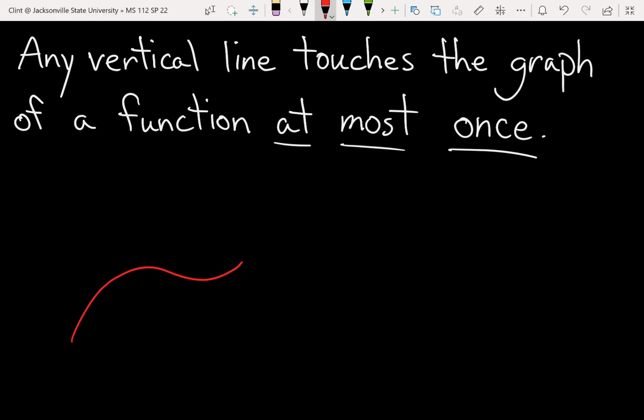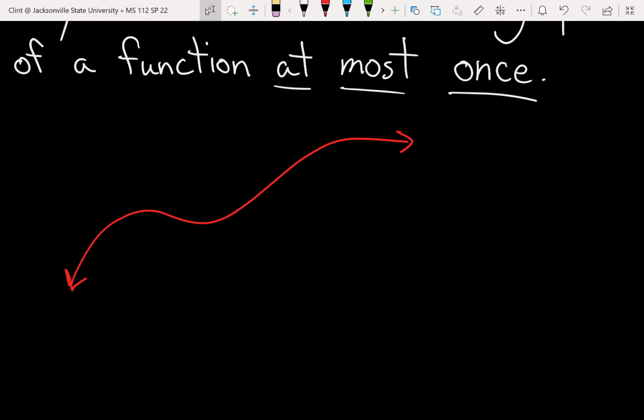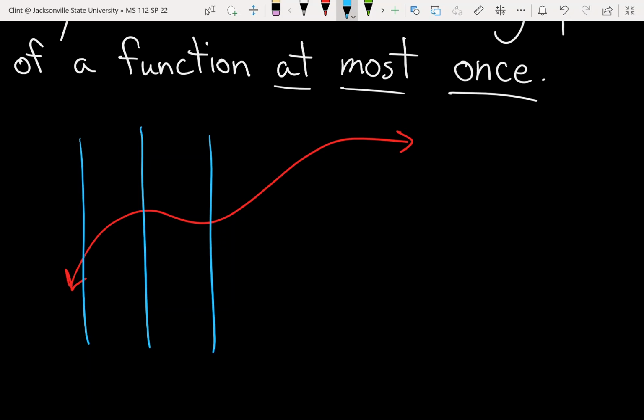Okay, so let's see. Here's a graph. Would this thing be a function? Looking at it, I say yes. I say no matter where we draw in a vertical line, if I draw in a vertical line there, or there, or there, or there, anywhere, it's going to touch our graph at most once. Nowhere can I draw one in where it touches it more than once. So this one I would say is a function.